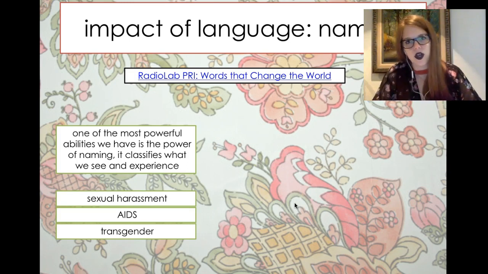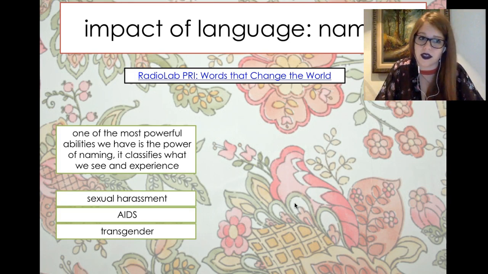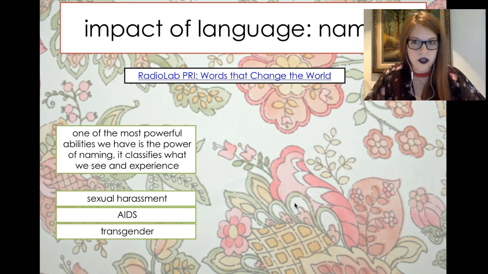If language systems are arbitrary and their symbol systems are agreed upon, then one of the most powerful things about language is the ability to name. The reason is that naming classifies what we see and experience, and naming becomes the first cognitive step in all of our development. From the moment you are birthed, you are named. You are named boy or girl or somewhere in the middle. You are named your surname and your last name. You are named daughter or son. You are named precious, loved, family.